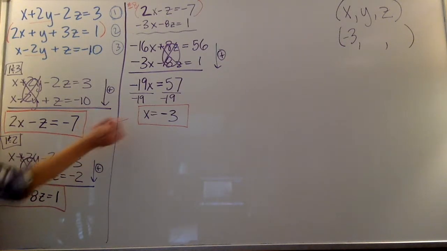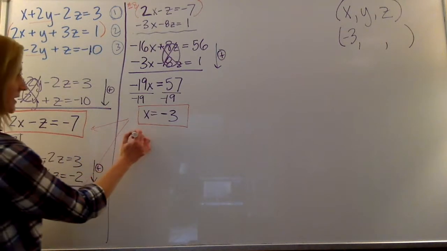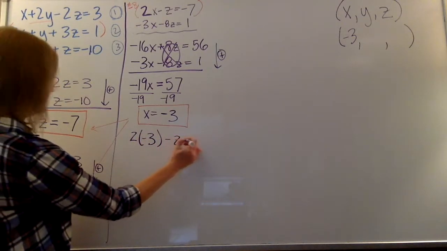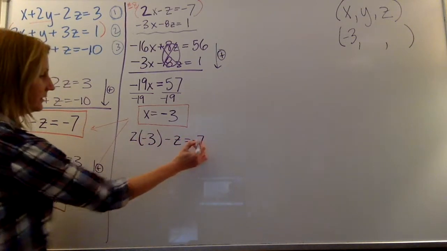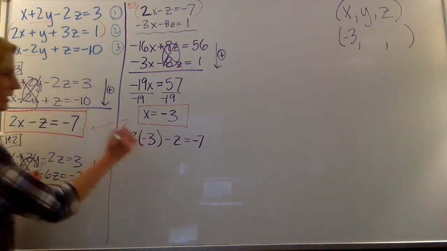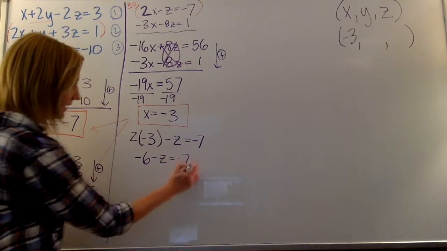I could plug it in here, or I could plug it in down here. Either one. I'm going to use the top one. I'm going to say 2 times negative 3 minus z equals negative 7. Do you see that? All I did was plug in negative 3 for x there. So this gives me negative 6 minus z equals negative 7.